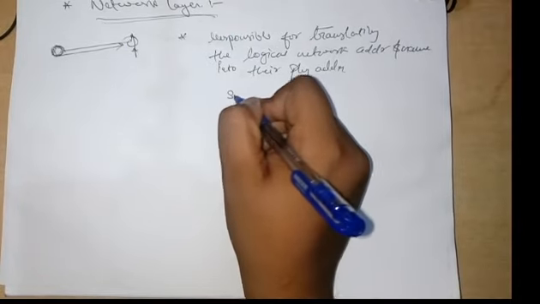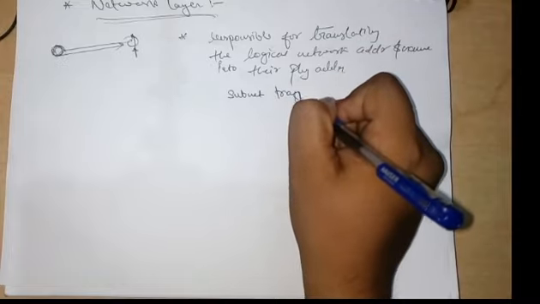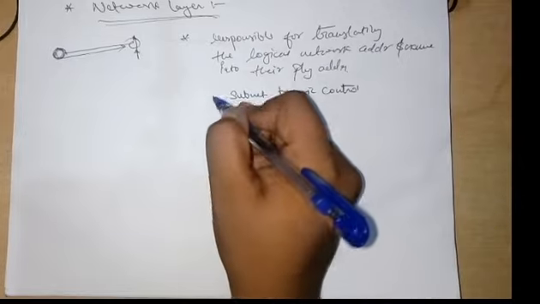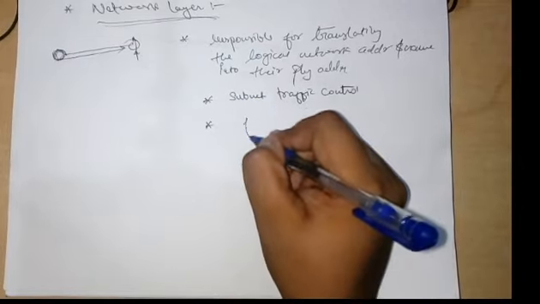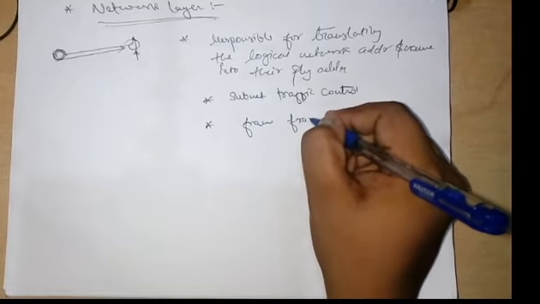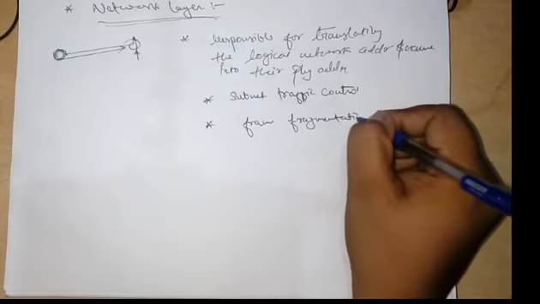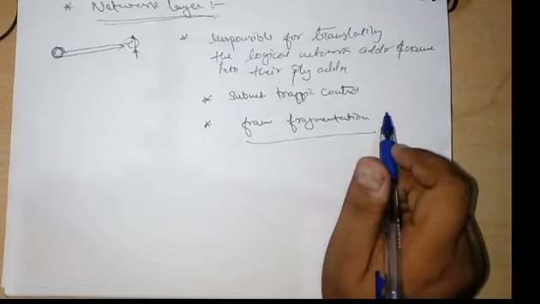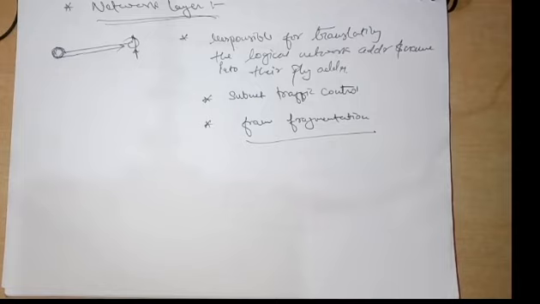Subnet traffic control. This is also done by the network layer. Frame fragmentation. Frame fragmentation means to break down the frame received from another system.